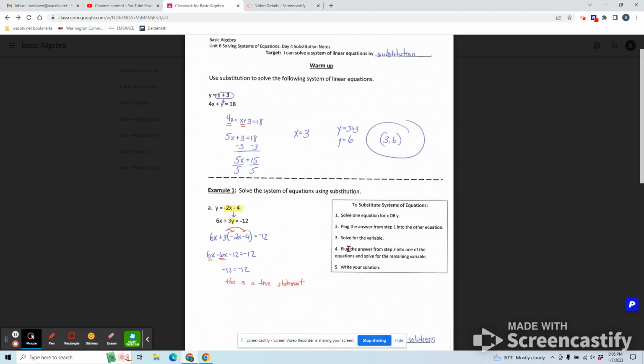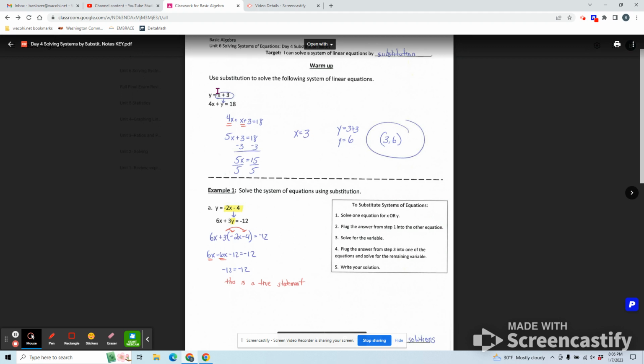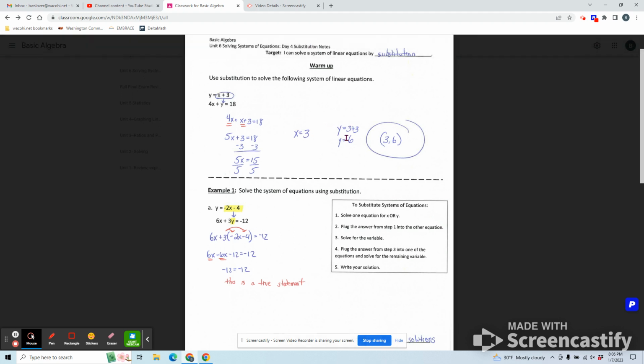So now I'm on to step 4. Plug the answer from step 3 into your equation. So if x is 3, the top equation looks way easier to solve for. So I'm going to do y equals 3 plus 3, y equals 6. So I write my answer as an ordered pair.